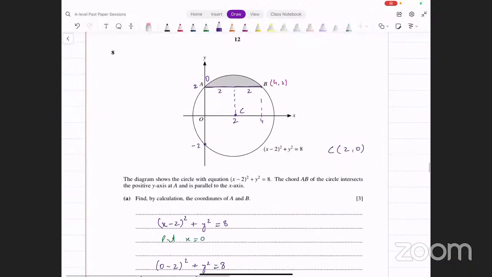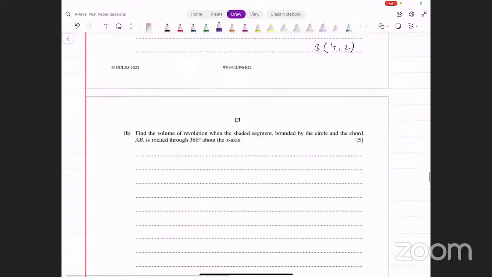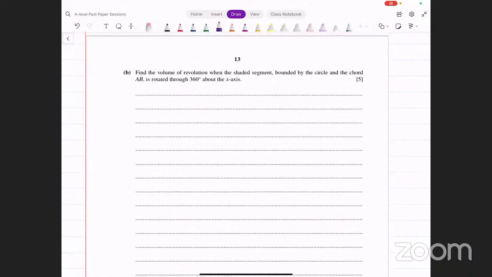Let's see what's shaded. So this shaded segment is rotated 360 degrees about the x-axis. Okay, now that looks a bit tricky, but what you have to do is we have to just use the standard formula that we've got for volume of revolution. Volume of revolution में क्या formula होता है हमारे पास? It's pi y square dx.